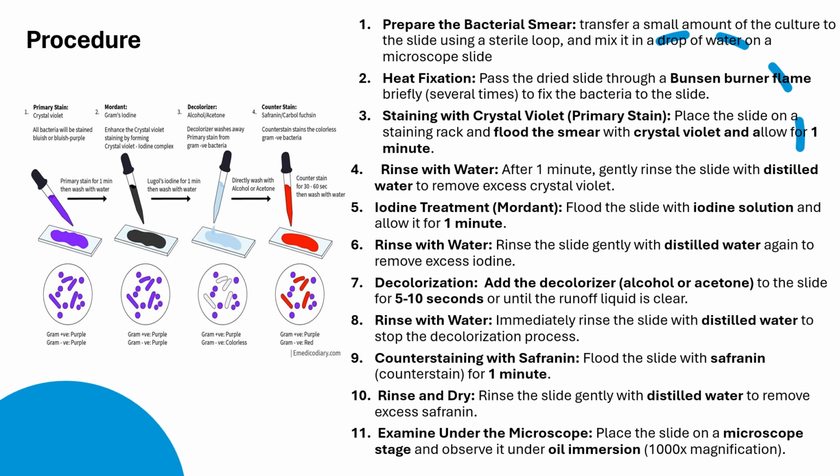Staining with the primary stain, that is crystal violet. Place the slide on a staining rack and flood the smear with crystal violet and leave it for 1 minute. Rinse with water. After 1 minute, gently rinse the slide with distilled water to remove the excess crystal violet.